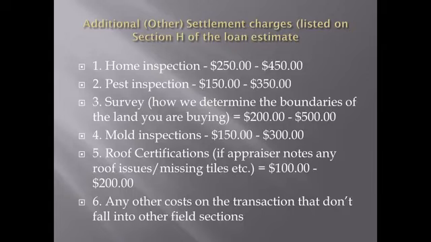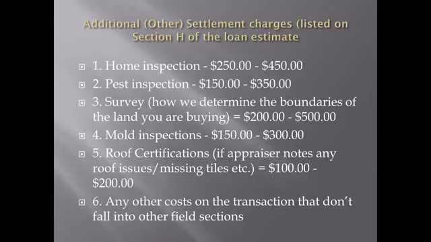Now, a pest inspection will also be listed on here, okay, if you want to get a termite. The survey is how we determine the boundaries of the land that you're buying, okay? So if there's no survey that's ever been done on the property, it's going to be required. Most of the time, there's always a survey available for the appraiser to obtain. But again, if it's not available, we'll have to order it.